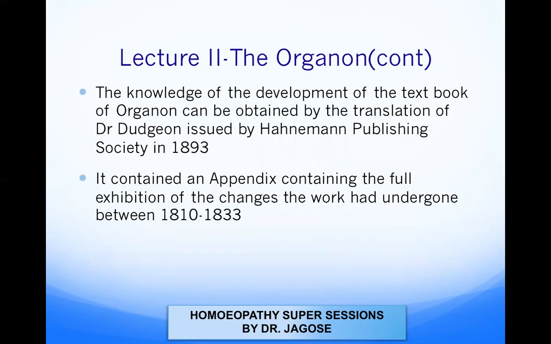The knowledge of development of the textbook of Organon can be obtained by the translation of Dr. Dudgeon, issued by Hahnemann Publishing Society in 1893. It contained an appendix containing the full exhibition of the changes the work had undergone between 1810 to 1833.